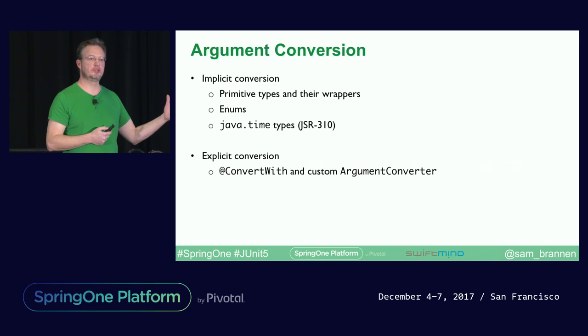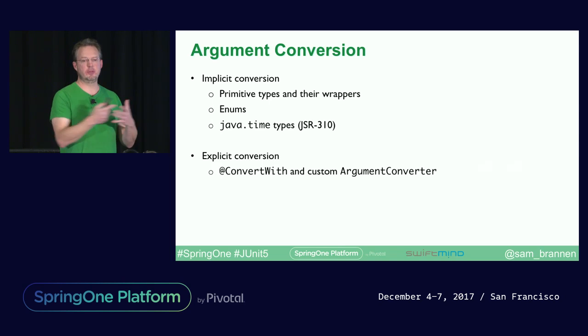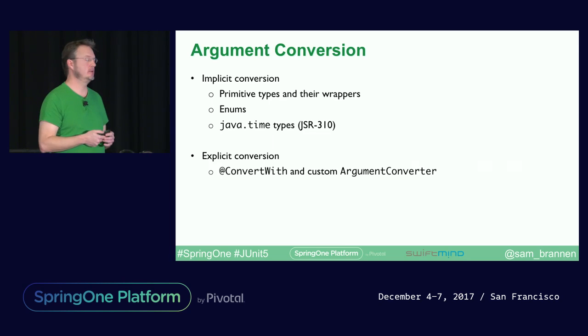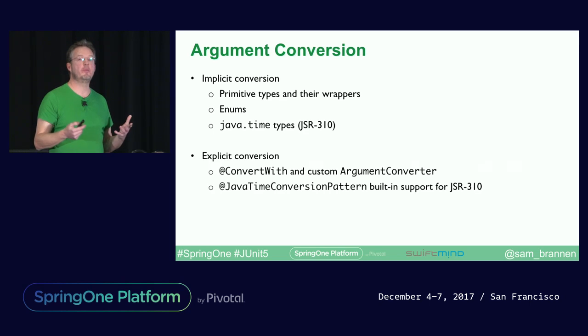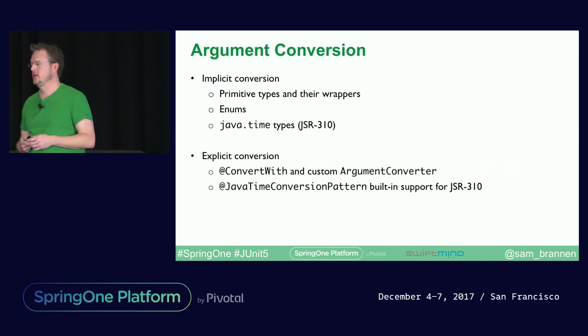So if you want to convert from a string into some other format, maybe from JSON. I've seen an example out there. Somebody wrote a JSON converter that uses the Jackson mapper and takes JSON input and then creates an object graph and passes that into the test method. So lots of options there. And if you want to use a different pattern than the default patterns that we have for Java time, there's a JavaTimeConversionPattern that you can use as well.